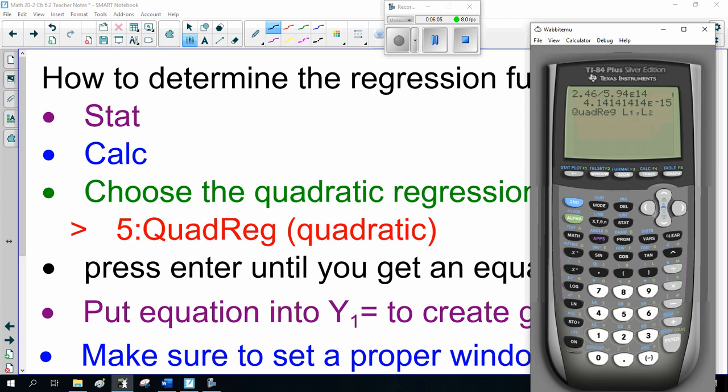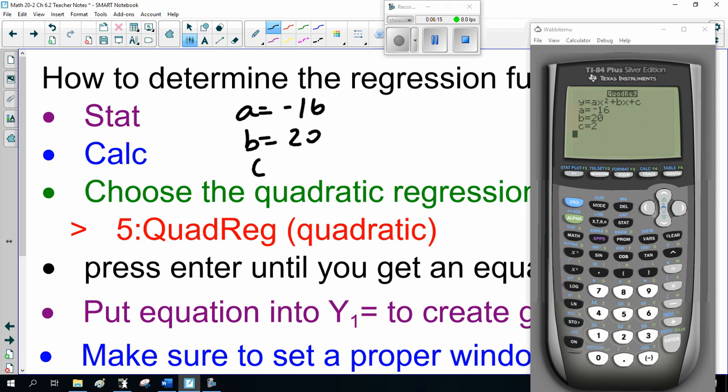Calculate, enter. Y equals AX squared plus BX plus C. I got A equals minus 16, B equals 20, C equals 2. Or y equals minus 16x squared plus 20x plus 2. And that's what I'm putting in my graphing calculator. Notice this is negative, so it opens down, and it crosses the y-axis at 2.